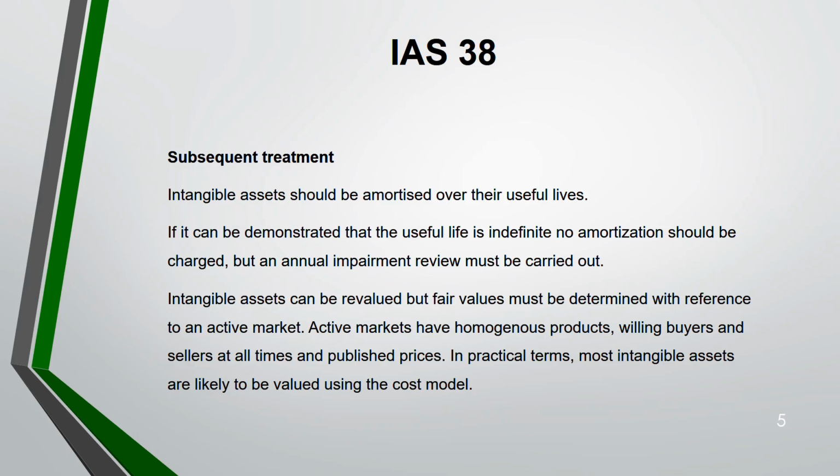Active market is a market where there are homogeneous products. Homogeneous means products are the same. You will not have a unique product. Almost all products are the same. There are lots of buyers and sellers. So it's very easy to get a price for that. So in practical terms, most intangible assets are valued using cost model.